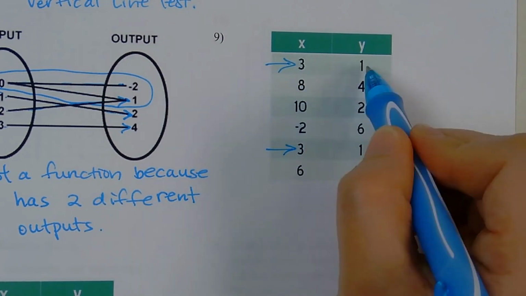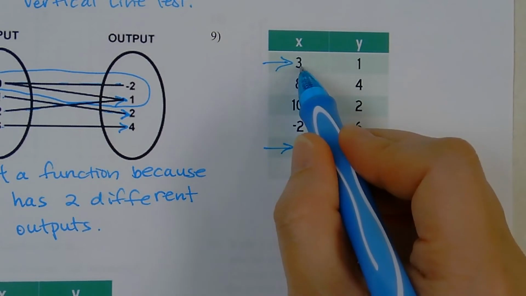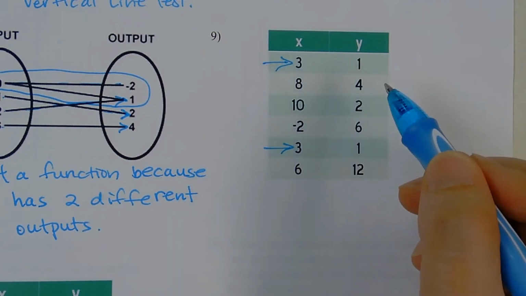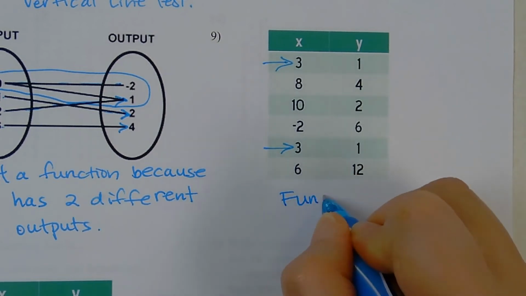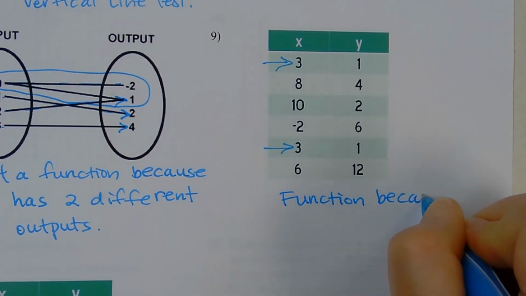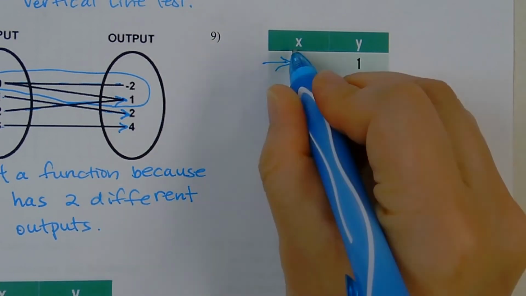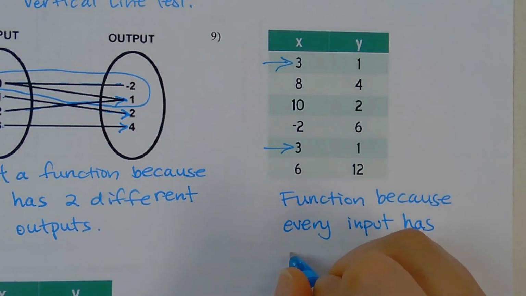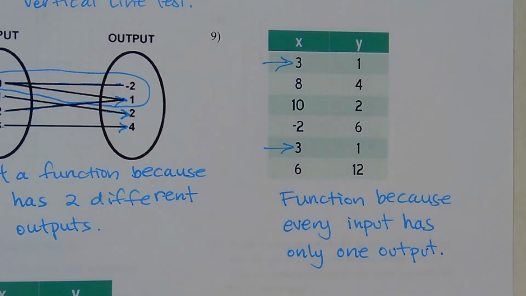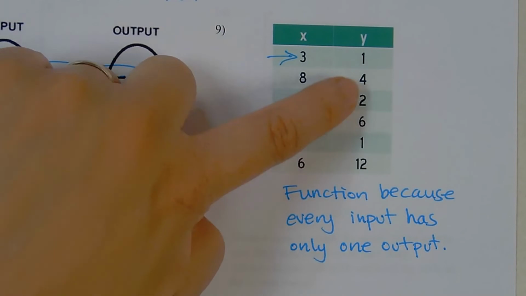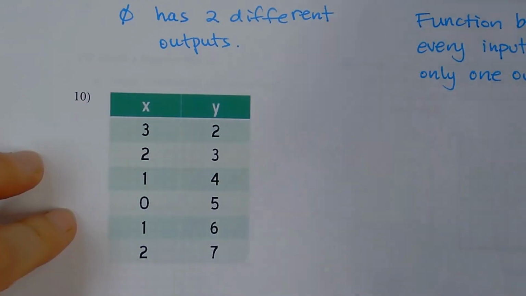Is it still pointing to the same number? So here, my input is 3, my output is 1. Here, my input is 3, my output is still 1. So that's okay, because 3 is still pointing to just one number. It just came out twice. So yes, this is a function, because, sounds familiar, every input, or in this case, x, has exactly one output. Even though this came out twice, it's still pointing to the same thing if you think about a mapping like this.